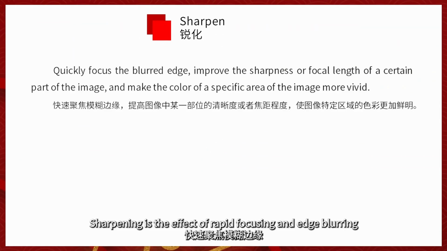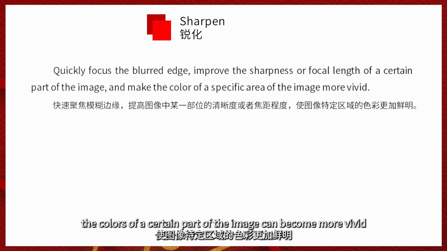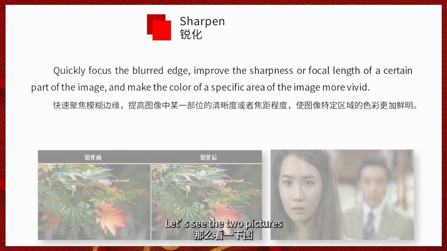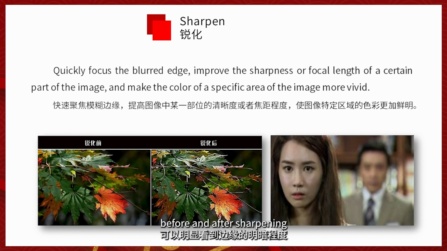Sharpening is the effect of rapid focusing and edge blurring. By enhancing the clarity or focal degree of specific areas in an image, the colors of a certain part of the image can become more vivid. Let's see the two pictures. We could see a distinctive difference in the pictures, before and after sharpening, resulting in a sharper and clearer image.